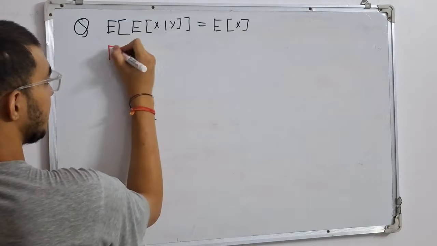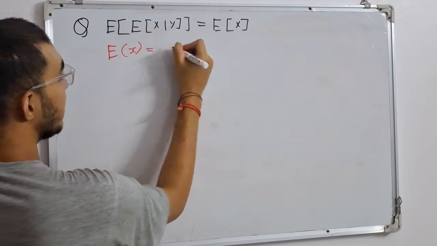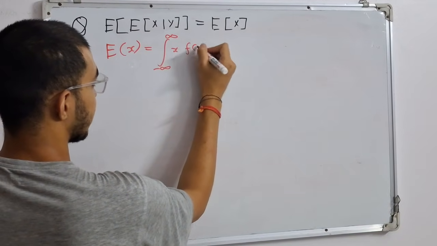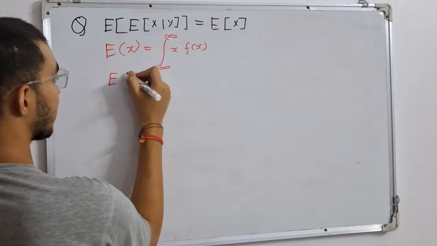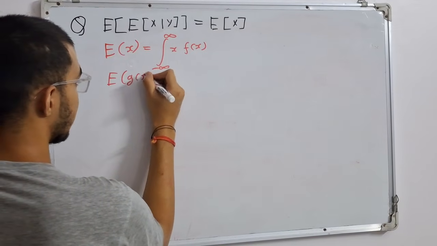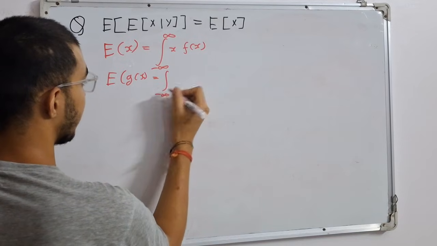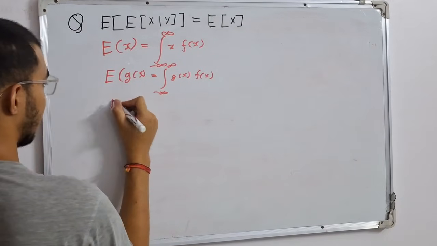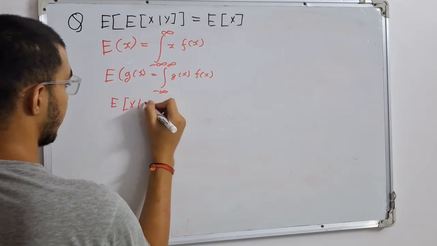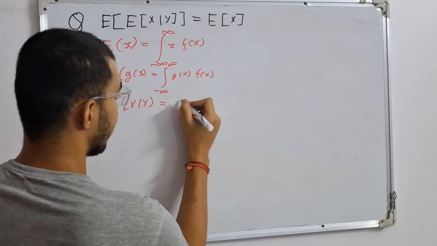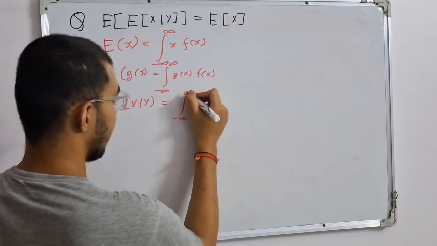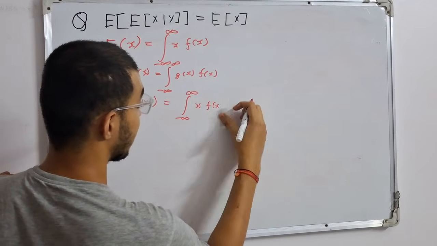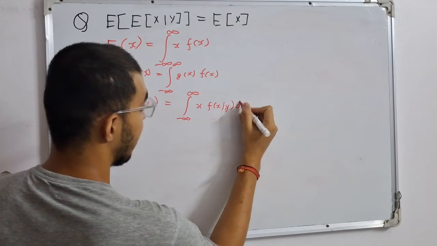As we know, expectation of X equal to integration minus infinity to infinity x f(x) dx, and expectation of g(x) similarly is equal to integration minus infinity to infinity g(x) f(x) dx. And for the expectation of X given Y, we know that it's equal to integration minus infinity to infinity x f(x given y) dx.